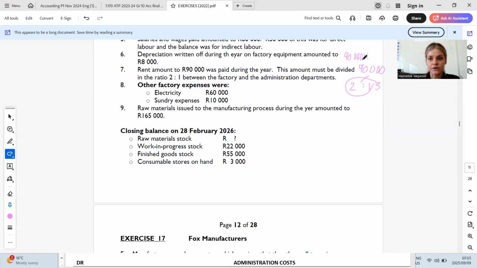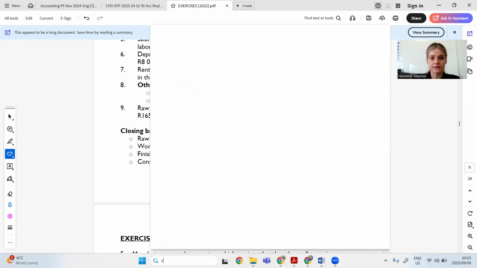I want to know how much 2 portions out of the total 3 portions amounts to, because that needs to go to the factory, because factory is listed first. It goes with the first number there. And then for admin, it's 90,000, but only 1 out of the 3 portions. Okay, so luckily this is nice and easy, but let's get our calculator out.